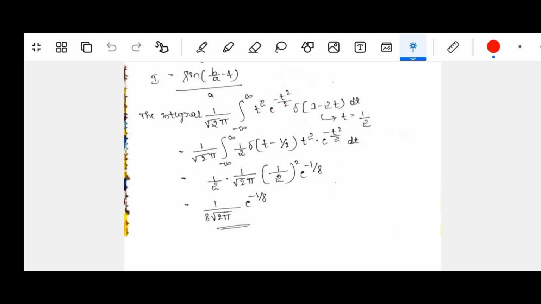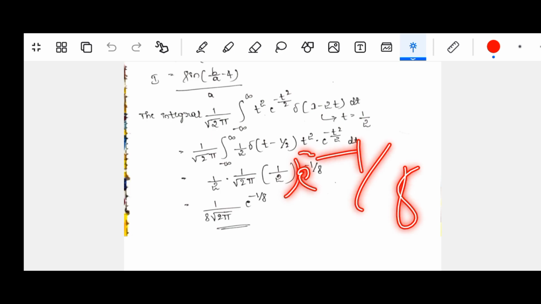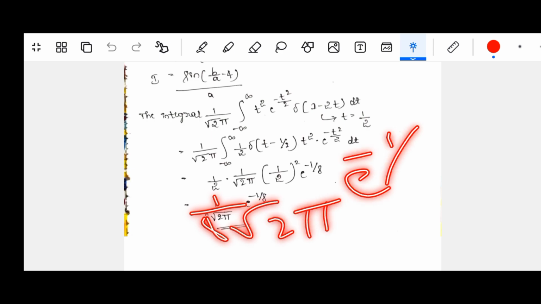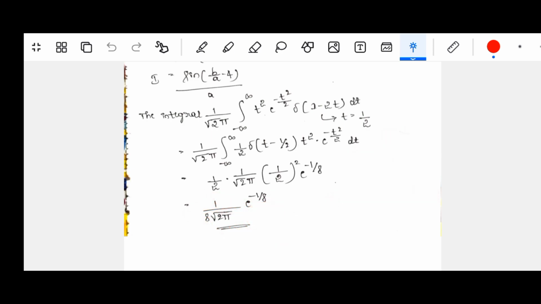So take 1 by 2 outside, multiplied with 1 by root 2 pi. Here 1 by 2 into whole square, where the t value into e to the power of minus 1 by 8. So 1 divided by 8 into root 2 pi, into e to the power of minus 1 by 8. Here we have to multiply 1 by 2 into 2 is 4. Therefore the final answer will be this.